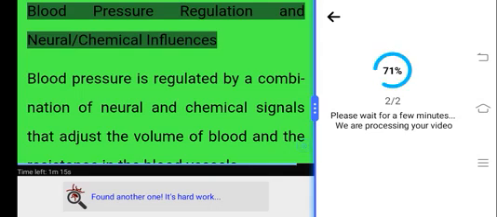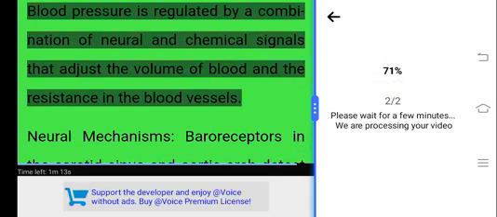Blood pressure regulation and neural chemical influences. Blood pressure is regulated by a combination of neural and chemical signals that adjust the volume of blood and the resistance in the blood vessels.